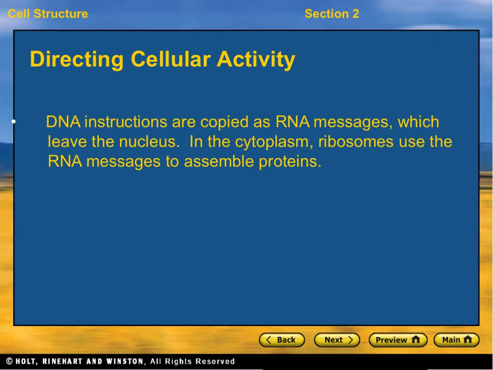When we look at the activity of a cell, it all is going to start with the DNA instructions. The DNA instructions are going to be copied as what we call RNA messages, and then these are going to leave the nucleus. And in the cytoplasm, we have these things called ribosomes, okay? And the ribosomes are going to use the RNA messages to assemble proteins. And we're going to be looking at how this works over the course of the next couple of sections.